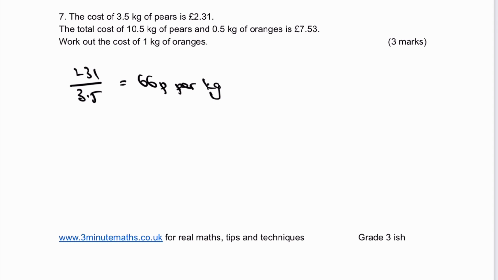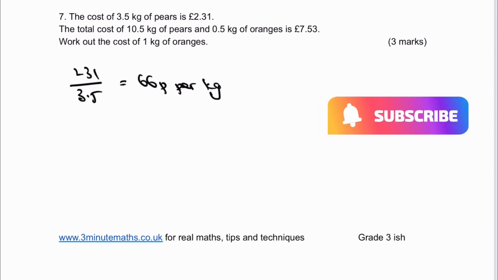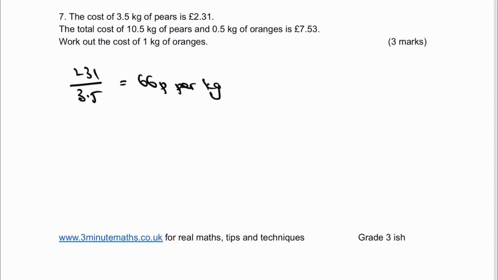Then it says the total cost of 10.5 kilograms of pears and half a kilogram of oranges is going to be £7.53. So therefore, if I work out the value of 10.5 kilograms of pears, that's going to be basically 66 multiplied by 10.5, which is going to give us £6.93. Okay, so the difference between £6.93 and the £7.53 of the actual total value is going to be the price of half a kilogram of oranges.